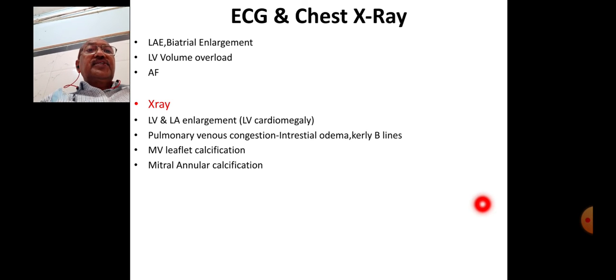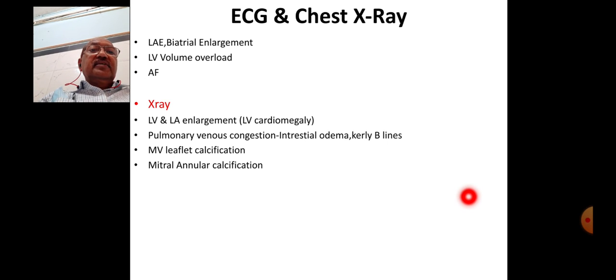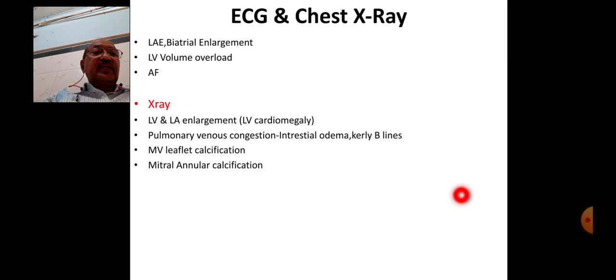ECG and chest X-ray, of course: ECG will reveal left atrial or biatrial enlargement, LV volume overload, and sometimes atrial fibrillation. X-ray: LV and LA enlargement, that's LV cardiomegaly, pulmonary venous congestion, interstitial edema, Kerley B lines, mitral valve leaflet calcification, and mitral annular calcification can be seen.